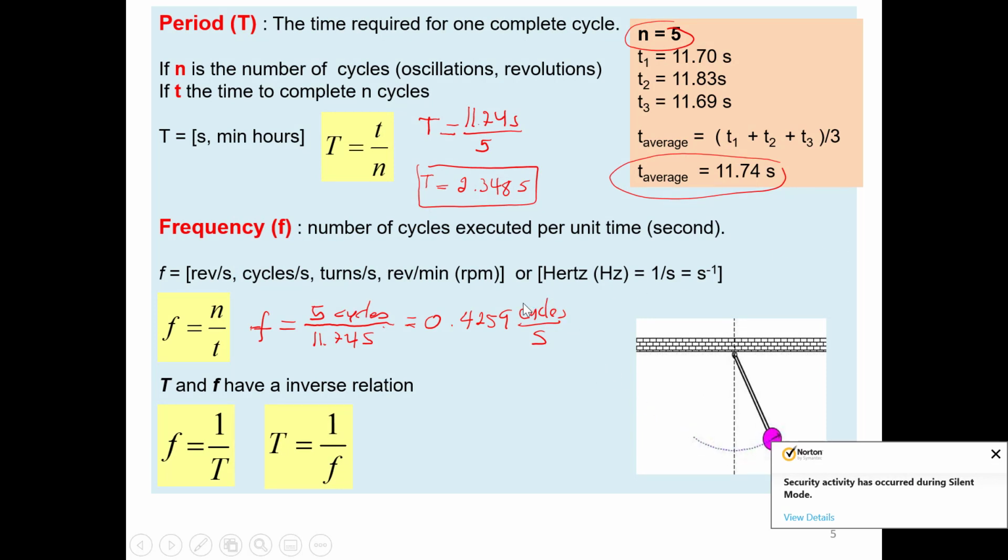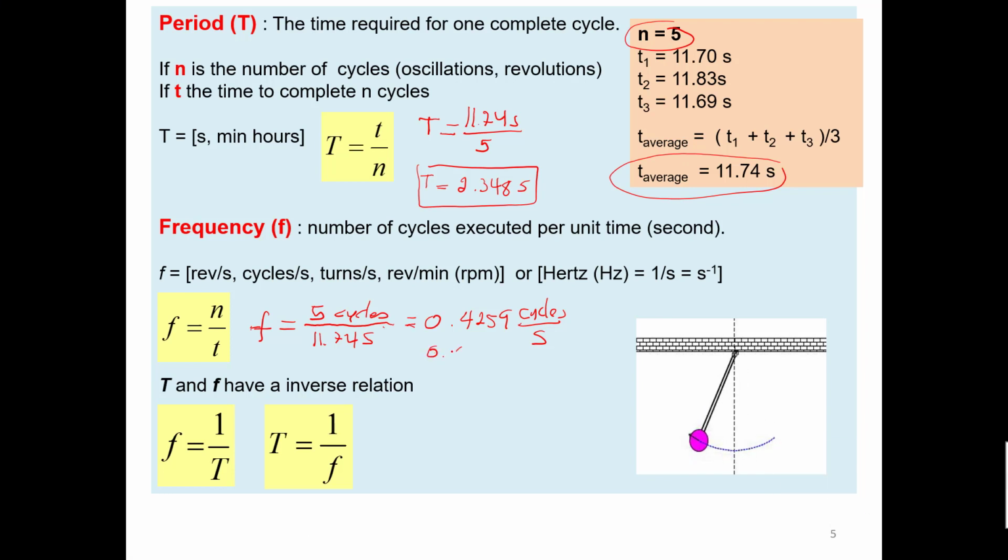Sometimes you can write the answer in this way, but you can also write it like 0.4259 1/second. This is another way you can write the same thing. And if it's frequency, people will understand it's 0.4259 cycles per second if you write like that. Another possibility: 1/seconds has a special name, it's called hertz.